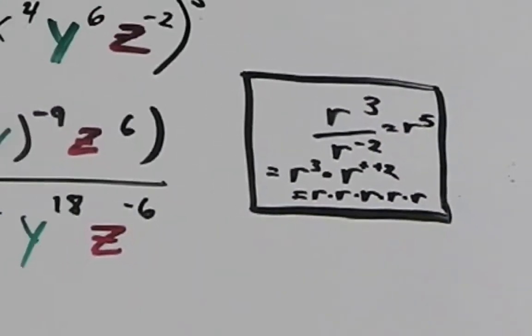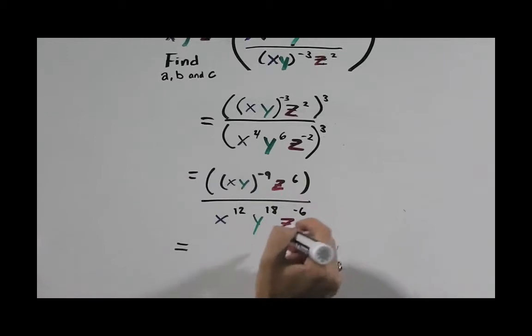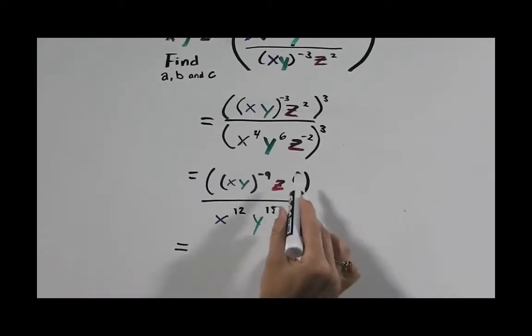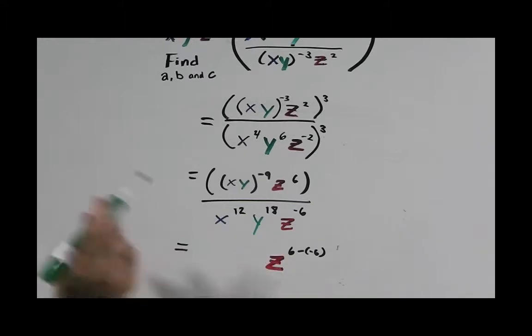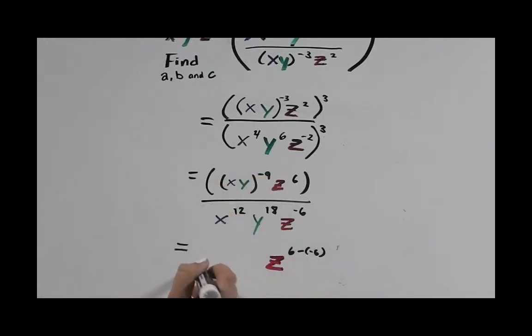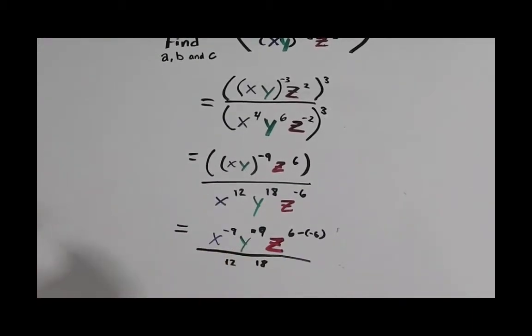Just as an example. So in our situation, we're going to have this z here, and if we wanted to bring everything up to the numerator, this would be the same as 6 minus, because we're bringing this up to the top, a negative 6. And while we're in this step, let's also distribute this negative 9. If you have this exponent being applied to both x and y, well, that's the same as saying y to the negative 9 times x to the negative 9. And this is going to be all over x to the 12th and y to the 18th.